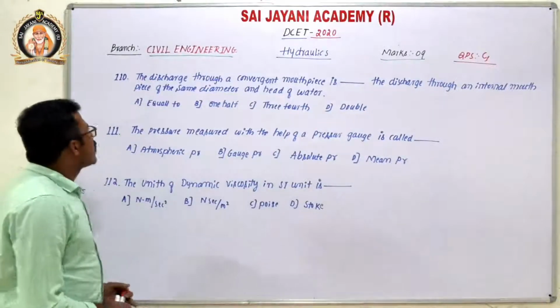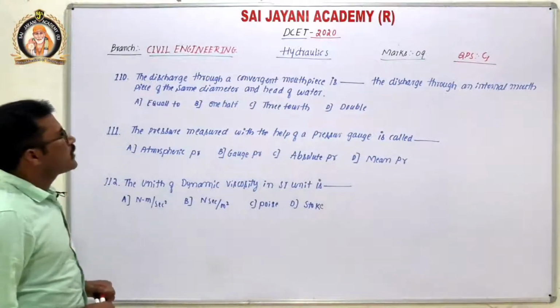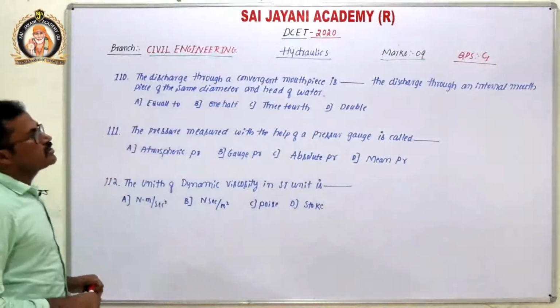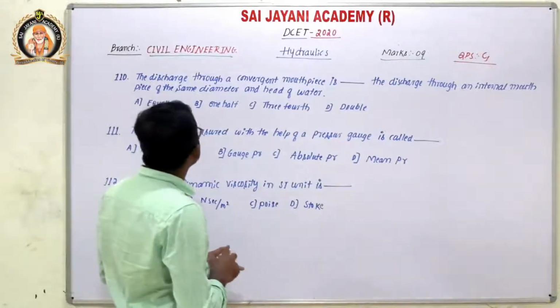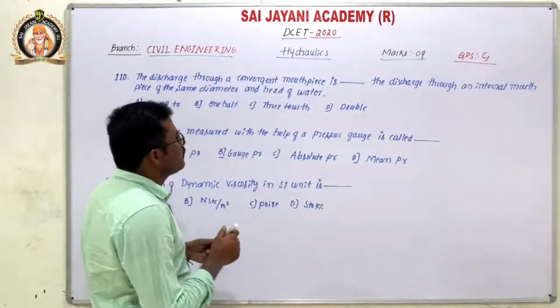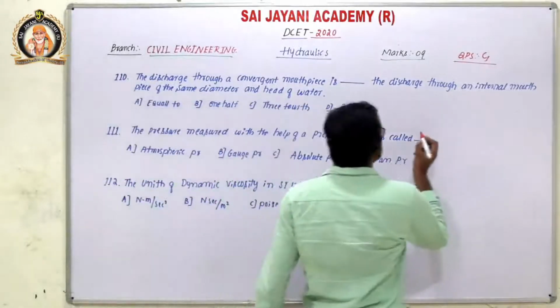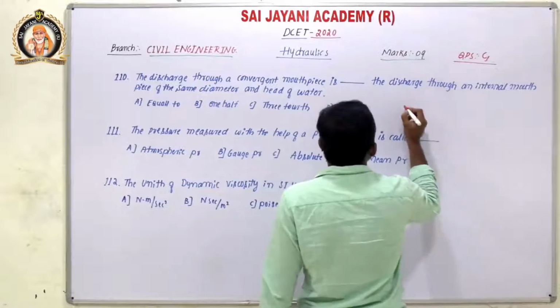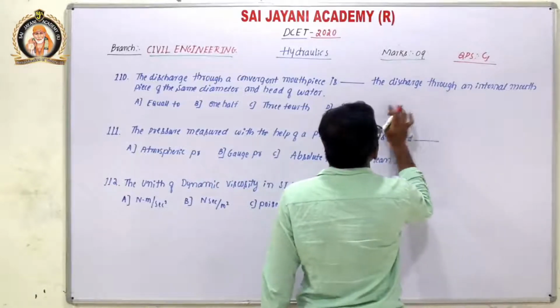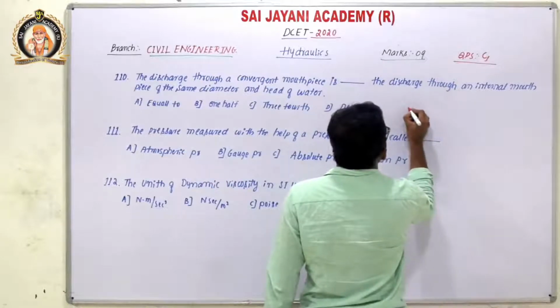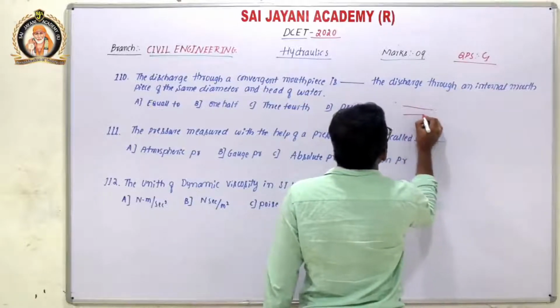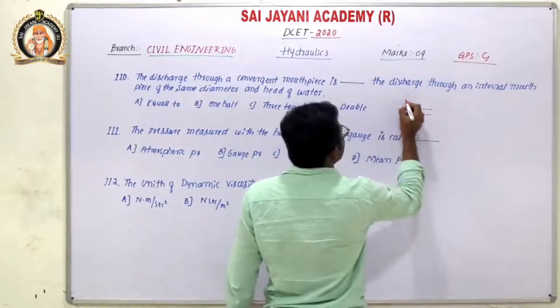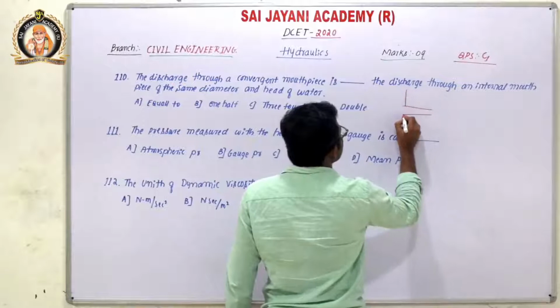Next question, question number 110. The discharge through a convergent mouthpiece is dash the discharge through an internal mouthpiece of the same diameter and head of water. So for the discharge through a convergent mouthpiece, we have to draw the diagram. So this is the convergent mouthpiece.